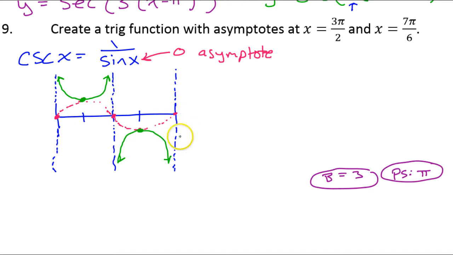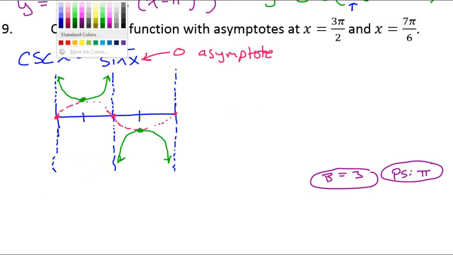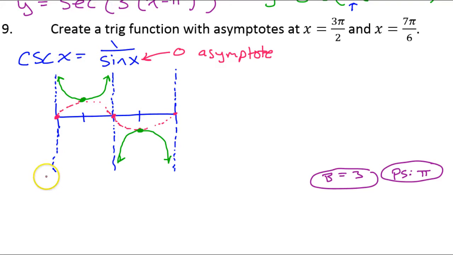Anyway, back to the asymptotes. I definitely want to pick my first asymptote because that's going to be the phase shift. So if I let this first asymptote be the 7 pi over 6 value, so if this asymptote is here at 7 pi over 6, and let's say that this asymptote is the 3 pi over 2, then I should be able to write the equation using 7 pi over 6 as the phase shift.